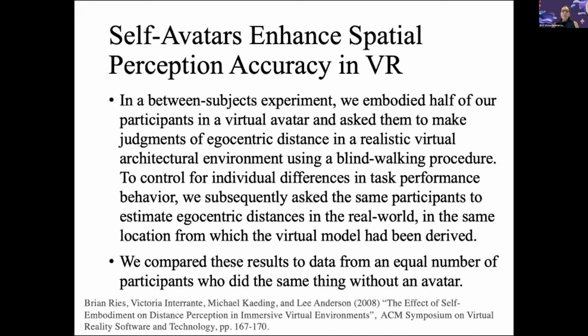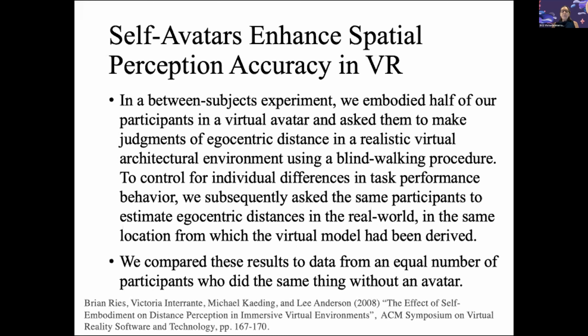So in a between subjects experiment, we asked 6 participants to make judgments of egocentric distance while they were embodied in the most realistic, fully tracked avatar that was available to us at the time. And we compared their performance to that of 6 additional participants who made the same judgments without an avatar embodiment.